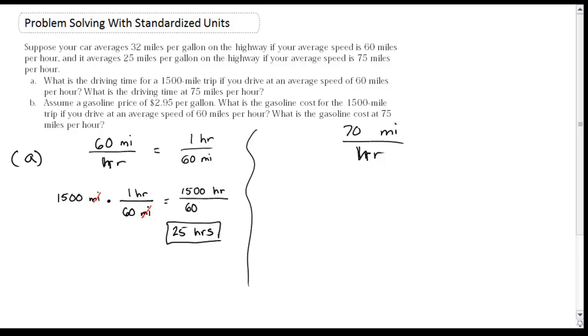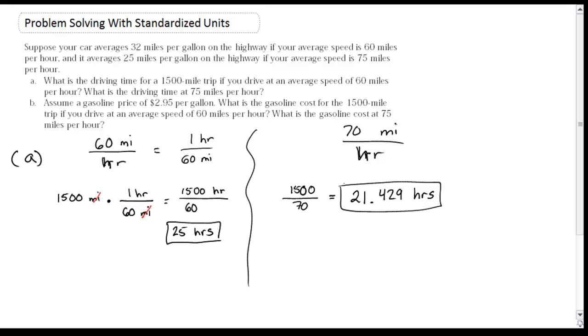Now most of you probably again would see that and go, 1,500 divided by 60, no problem. But I just wanted to show the longhand way and show that, hey, we really are doing conversions. We're canceling labels and all that. So on this side, we'll just take 1,500 divided by 70, and that's going to give us 21.429 hours.